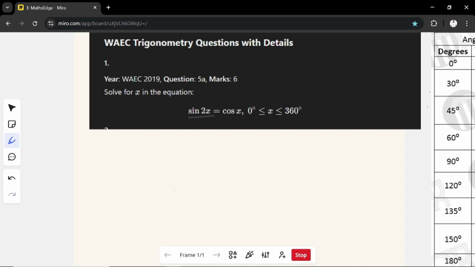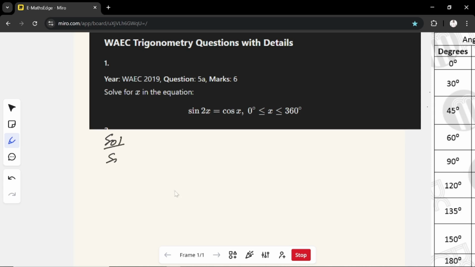And where is the equation? This is the equation. Sine 2x is equal to cos x, such that 0 degrees is less than or equal to x, which is less than or equal to 360 degrees. So what this is actually saying is the value you are going to obtain for x, or the set of values for x, must be between the range 0 degrees and 360 degrees. If you have anything above 360 degrees or below 0 degrees, that means something is wrong somewhere. So let's proceed by writing our solution.